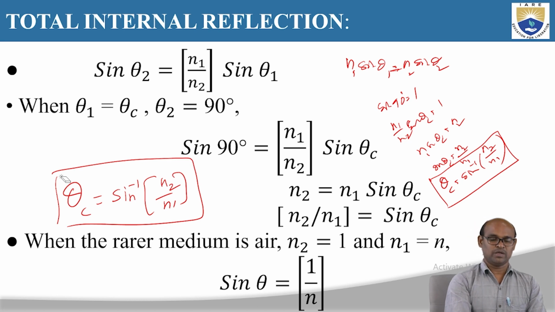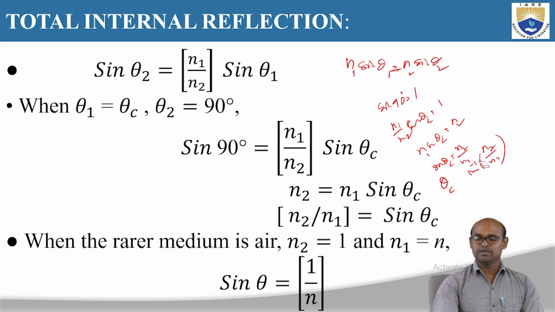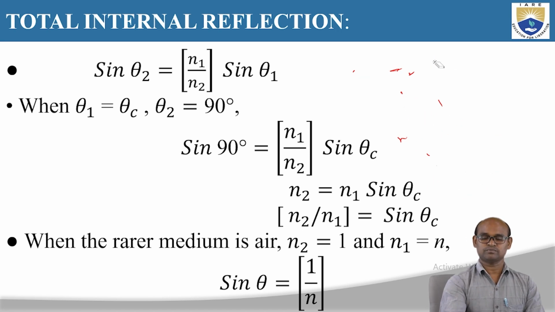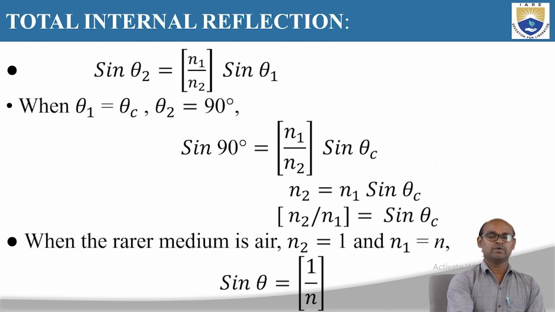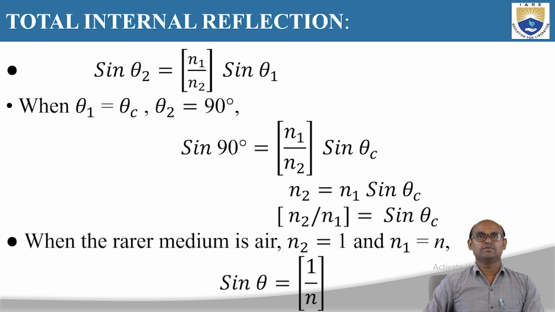So this is how we obtain the equation for the critical angle using Snell's law for refraction. The important condition is that when the angle of incidence is equal to the critical angle, then the angle of refraction is 90 degrees. Using this condition, we derive the critical angle.